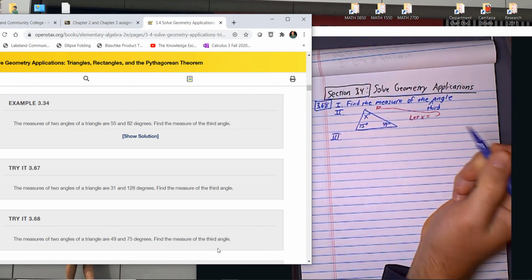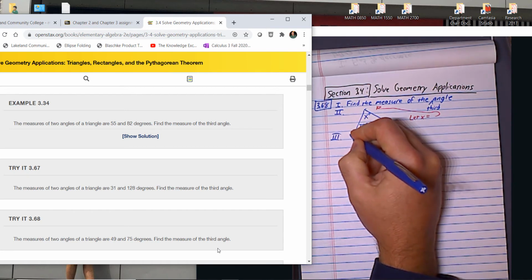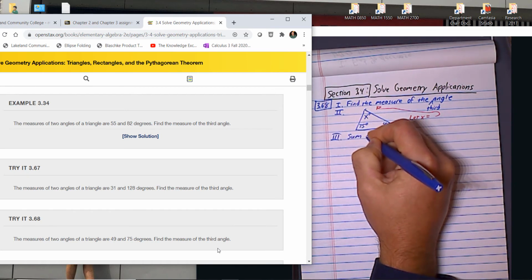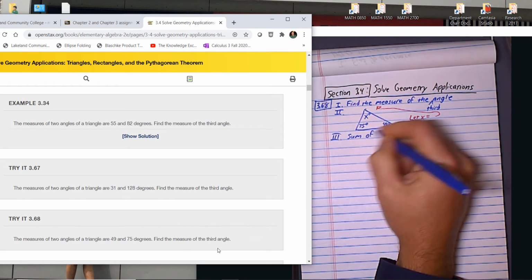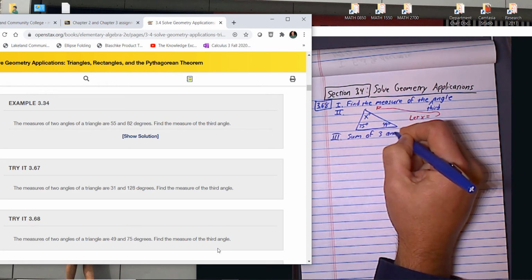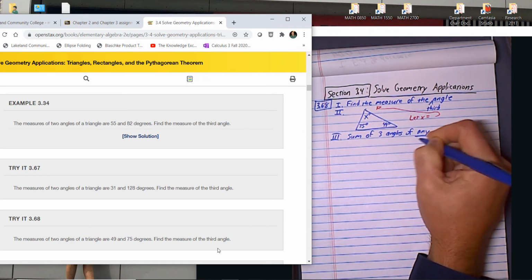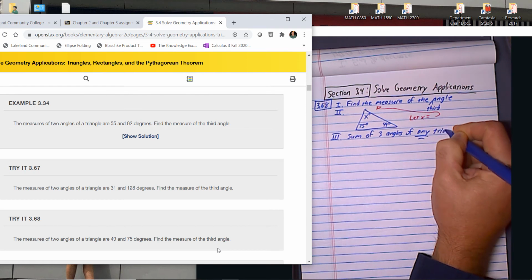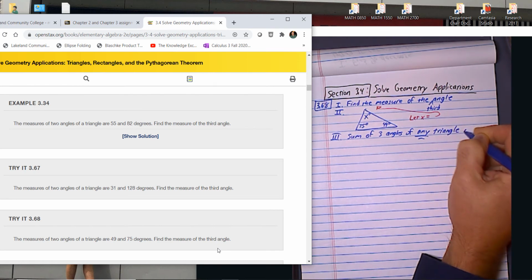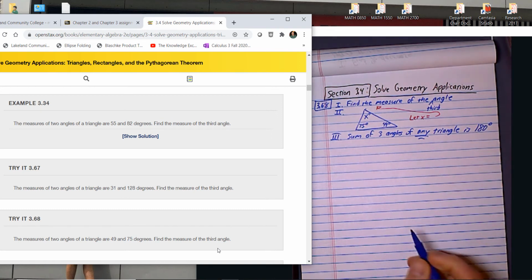So now step 3, I'm going to try and write an equation. And this is a fact from geometry that you need to know or else you can't do this problem. The sum of the 3 angles of any triangle is 180 degrees. You probably remember that. You learned that at some point.